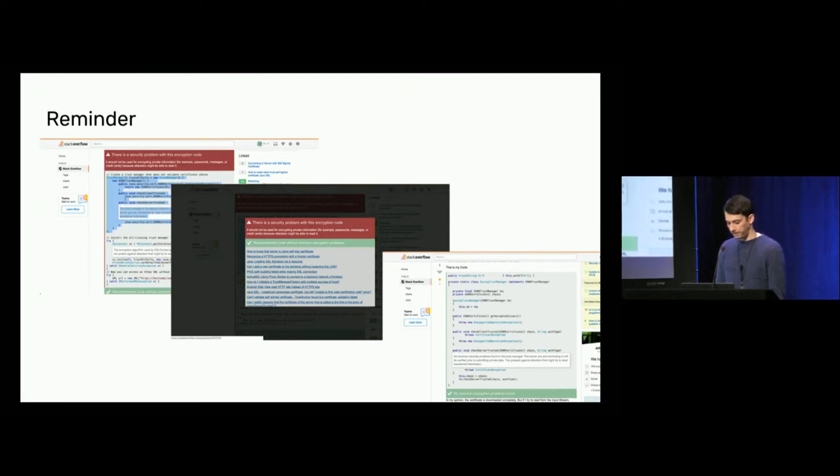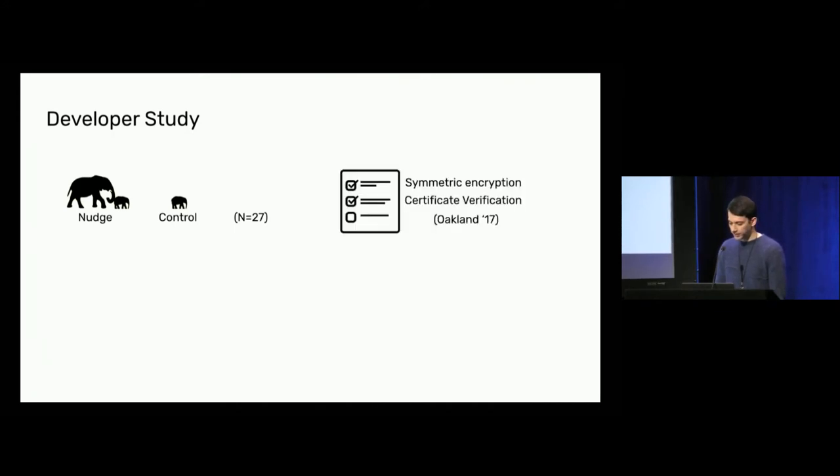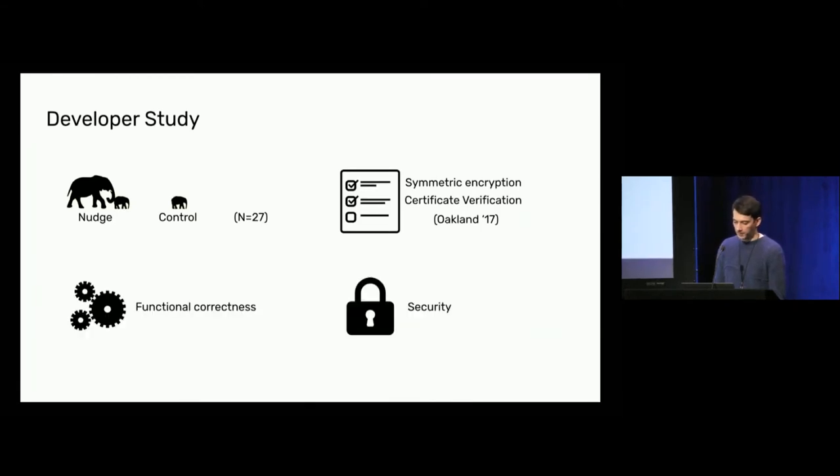All right, so now that we have had everything together, we wanted to test our system design within a developer study. We had two treatments, the nudge and the control group, and both had to solve two programming tasks, symmetric encryption and certificate verification. We had two metrics: functional correctness, which allowed us to measure the productivity of developers, and security, of course, which told us whether a solution was secure or not.